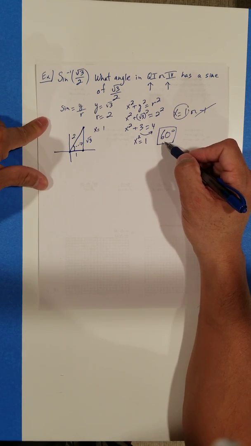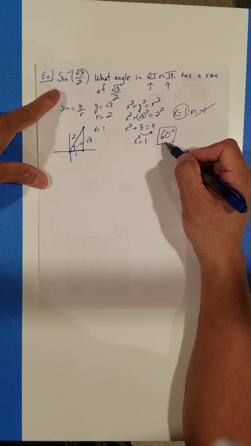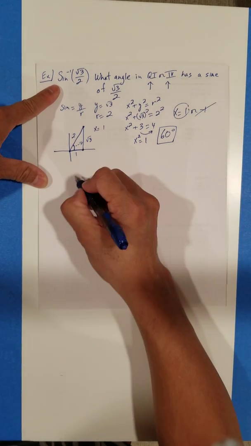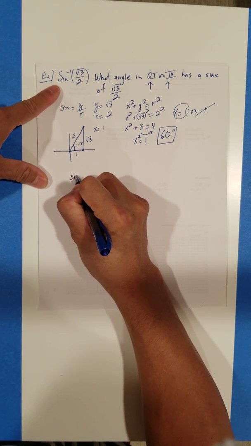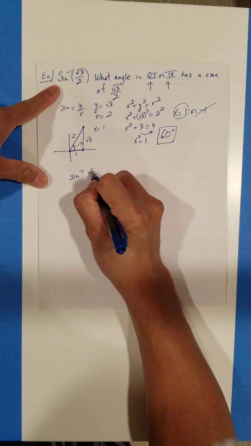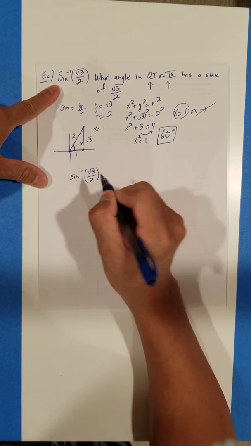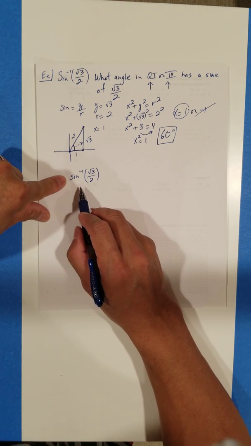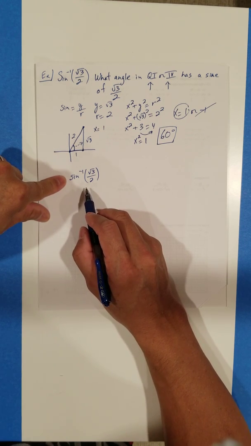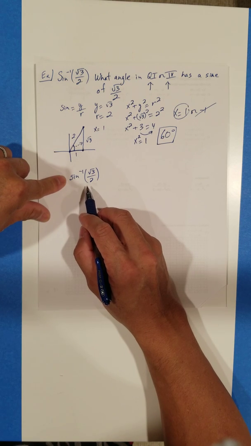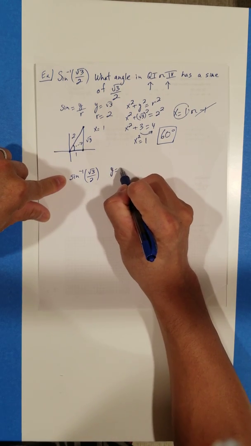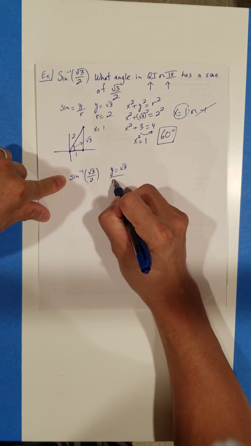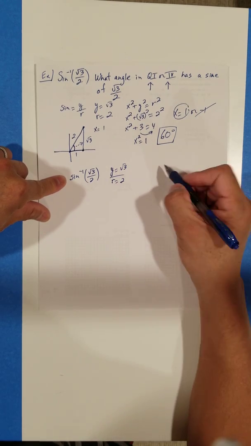Now, in the past, when it wasn't principal value, if it was a lowercase inverse sine of radical 3 over 2, okay, where it's just regular inverse sine, there were actually two answers, okay? There were two answers that have a y of radical 3 and an r of 2. There were two places, okay?